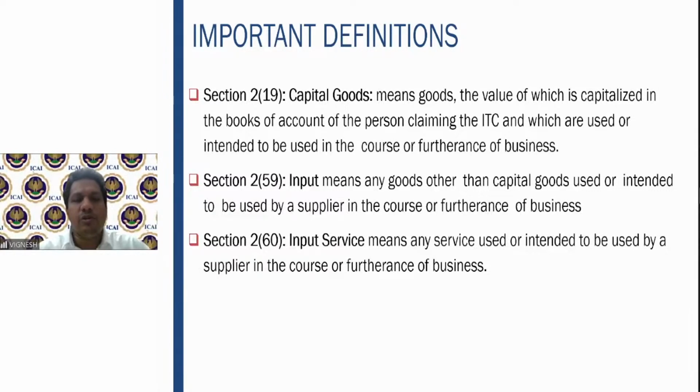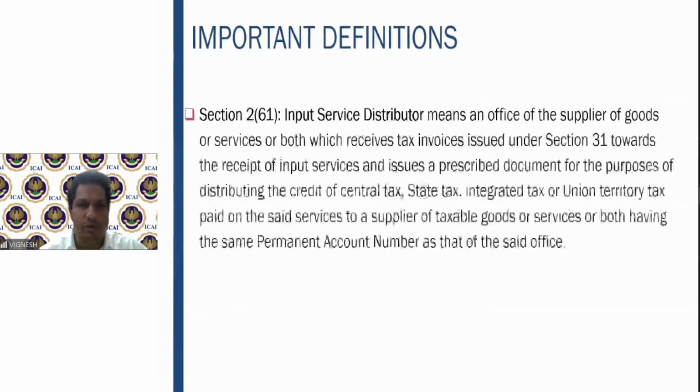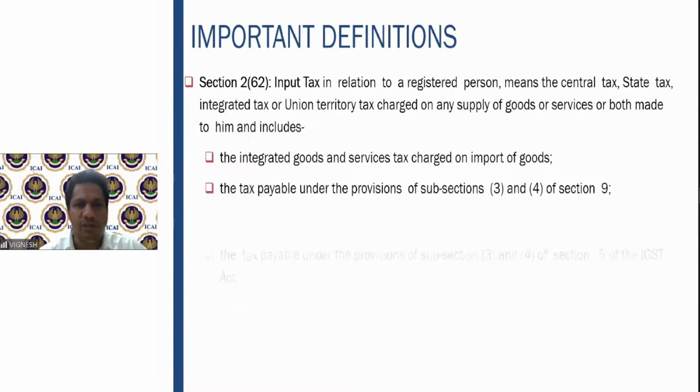Other than the capital goods used or intended to be used by the supplier in the course or furtherance of the business. Input service, again, is similar to a service which is used or intended to be used. Input service distributor definition we have seen. It is an office of the supplier which issues the invoices under section 31 towards a prescribed document for distributing the credit. This is nothing but the input service distributor.